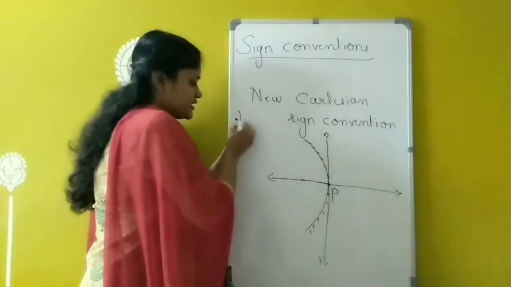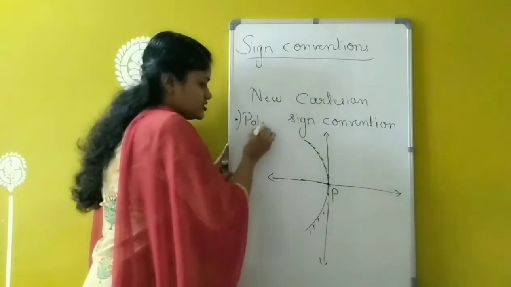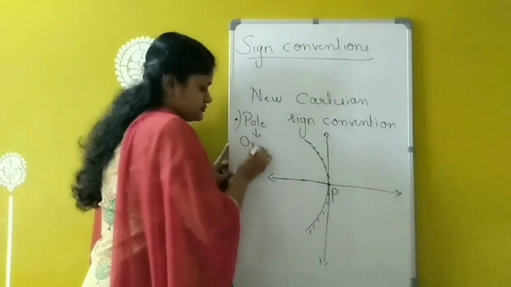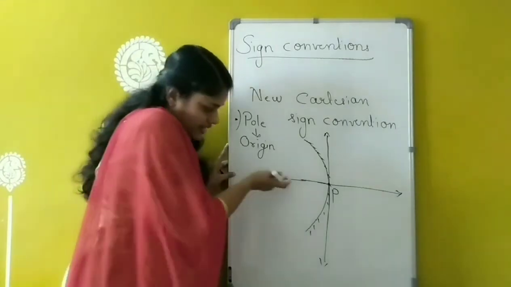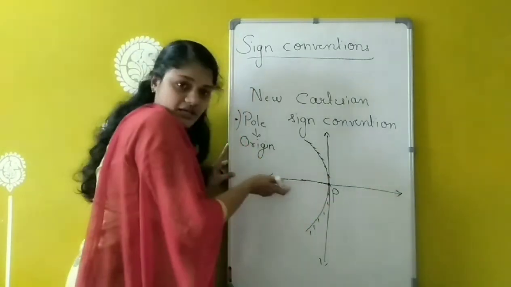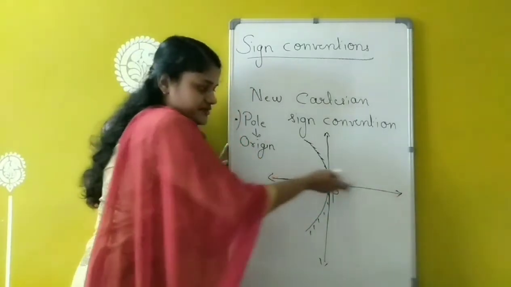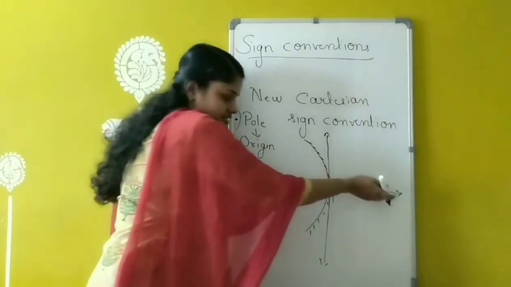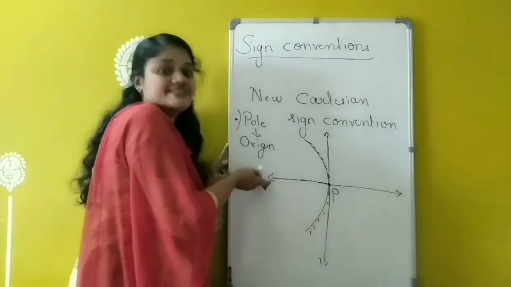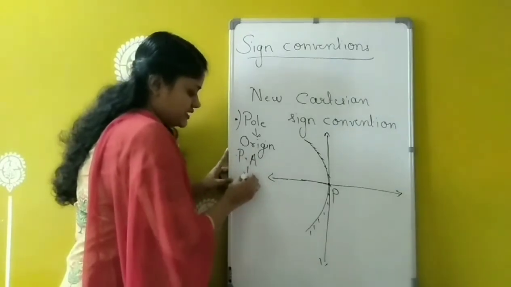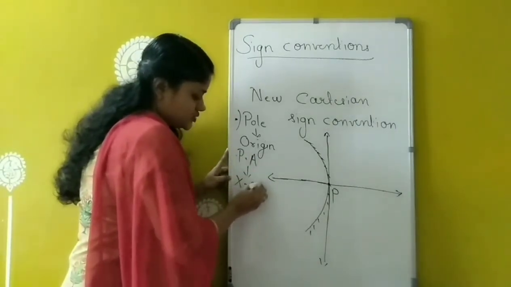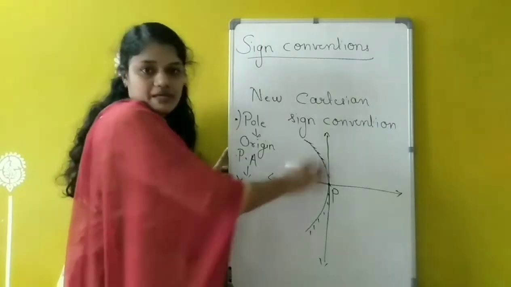The first point is that the pole is considered as the origin. This principal axis, the line passing through the pole and the center of curvature, is called the principal axis. Here the principal axis acts as the x-axis. So the second point is that the principal axis acts as the x-axis.